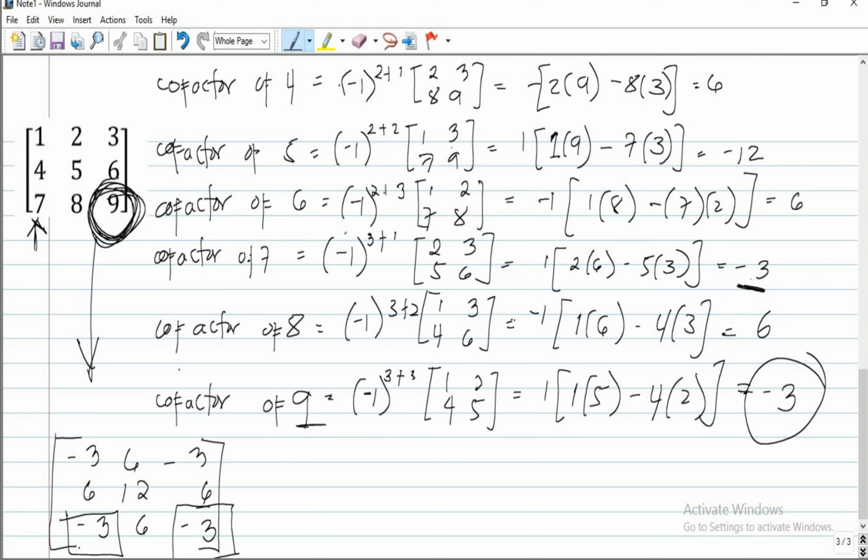Okay? So, again, ulitin ko yung sabi ko kanina, kung may kinalito kayo dito sa cofactor, pwede ninyo siyang i-rewind. Recorded naman siya. Pwede ninyo siyang i-rewind para mas maging familiar kayo in solving for the cofactors of a 3 by 3 matrix.